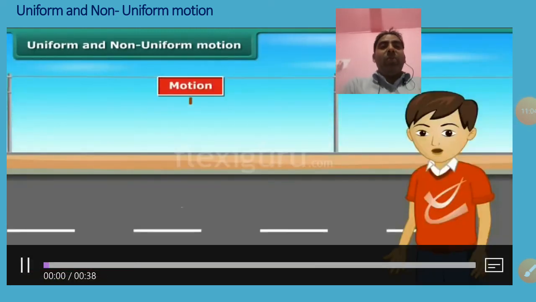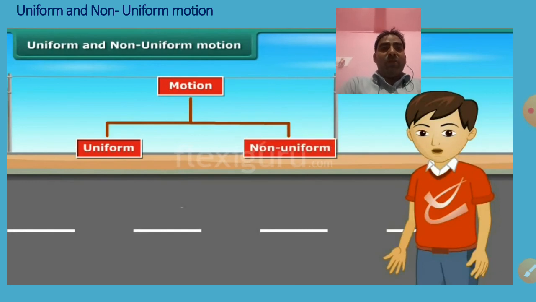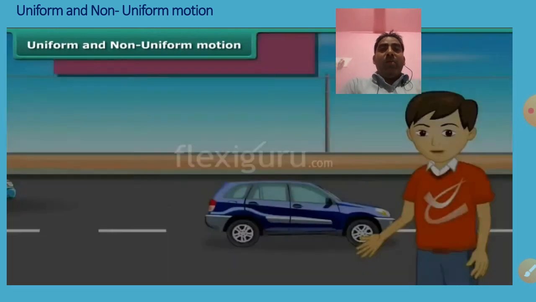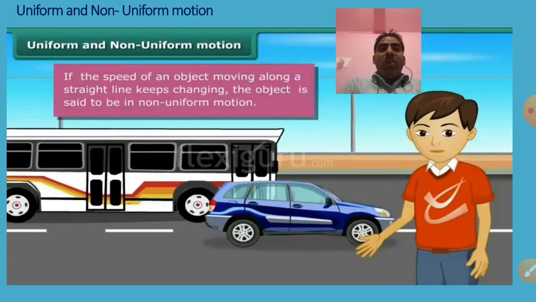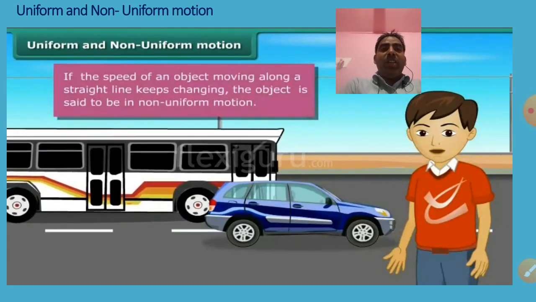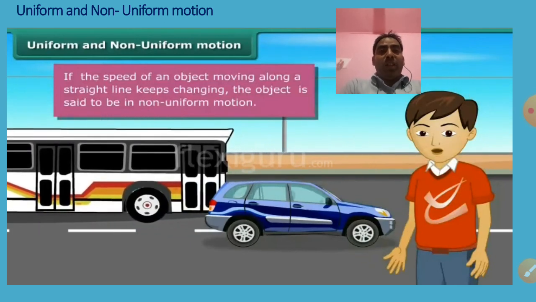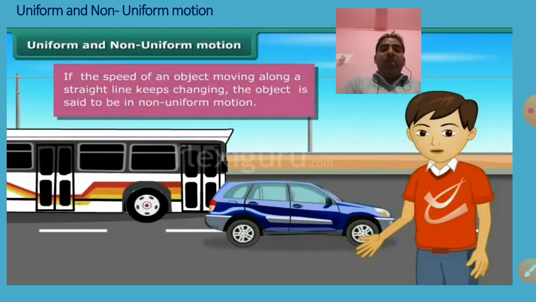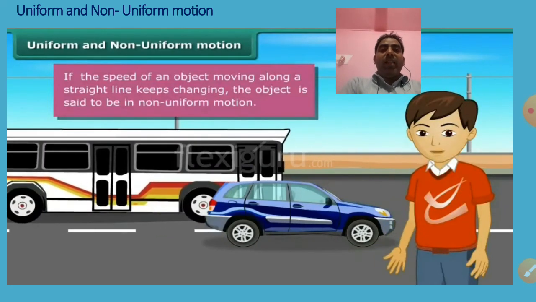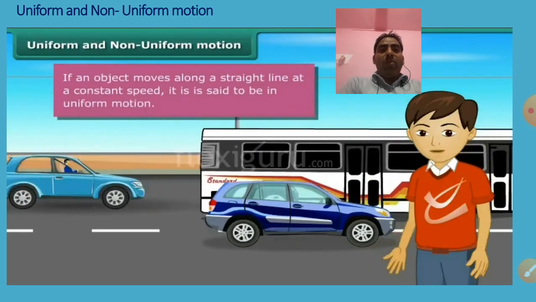Now here you are seeing the two types of motion, uniform and non-uniform motion. If the speed of an object moving along a straight line keeps changing, the object is said to be in non-uniform motion. The speed is changing. In 1 hour the car is traveling 2 kilometers and the bus is traveling 4 kilometers. So it is non-uniform motion.